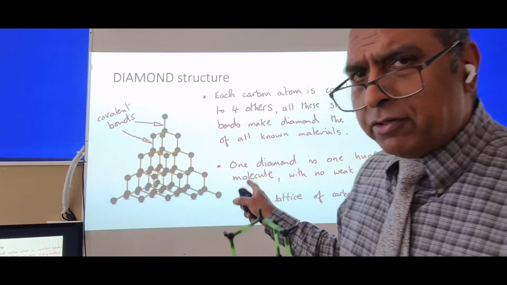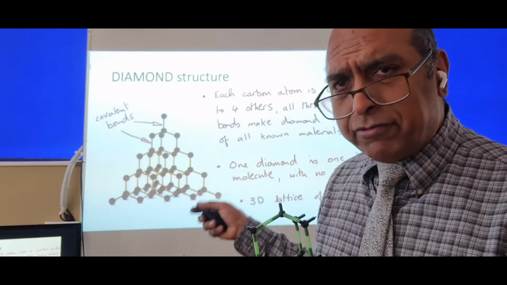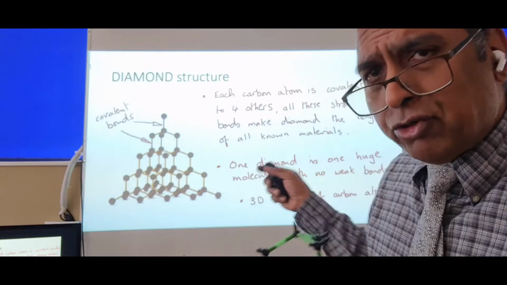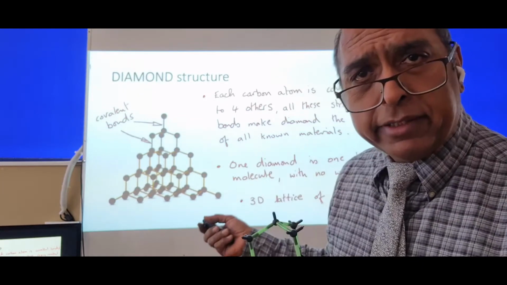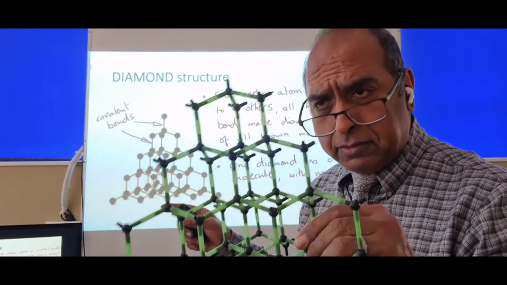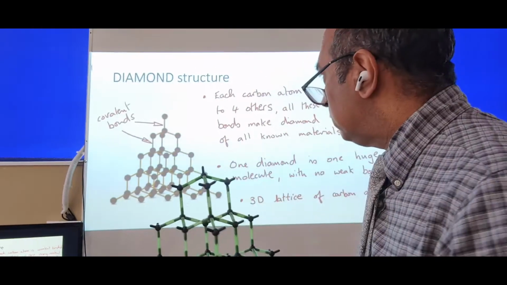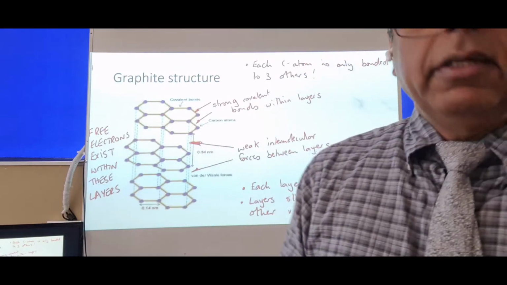Now, very difficult to draw, so they don't ask you to draw it very often, but they draw it for you and ask you questions about it. So, get to grips with how the carbon atoms are arranged to make up diamond. Now, graphite.